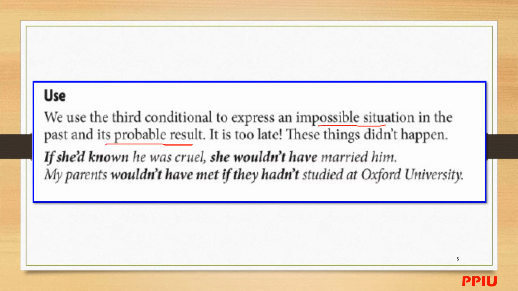It did not happen. We can say you just come back and rest the result and say or regret regarding that. Sometimes we can say it is too late to change it. Okay, for example, if she'd known he was cruel, she wouldn't have married him. Okay. Actually, that guy is a cruel man, and she got married to him. It is too late to change it.